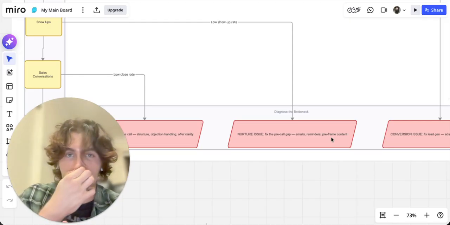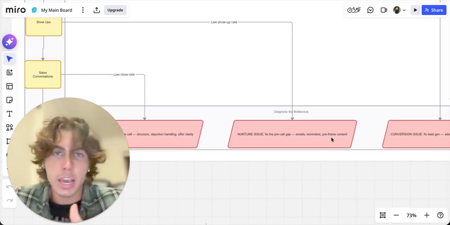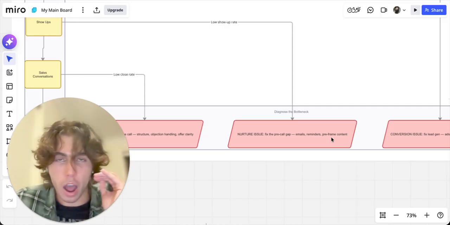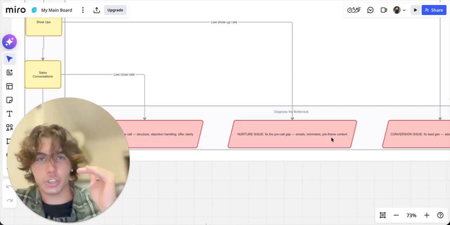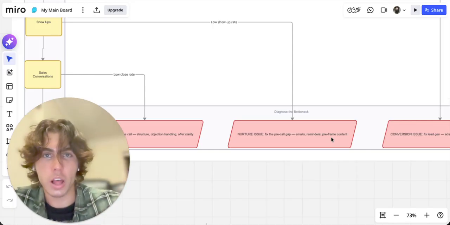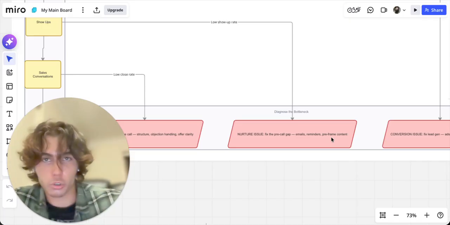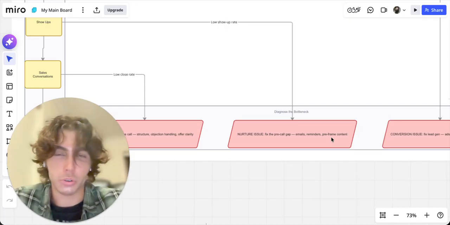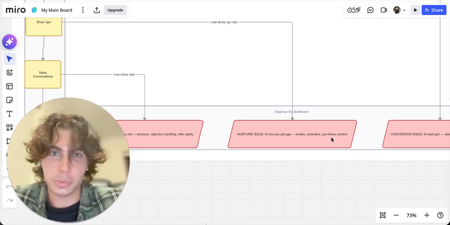And the most important thing when it comes to nurturing issues is the timeline, okay? When someone books the call, that is the highest point of them being interested in your offer right there. So the sooner you can get them on an actual sales call, the better. If you have your calendar open for 4 or 5 days and you're wondering why no one's showing up live to your calls, I don't know what to tell you, okay?